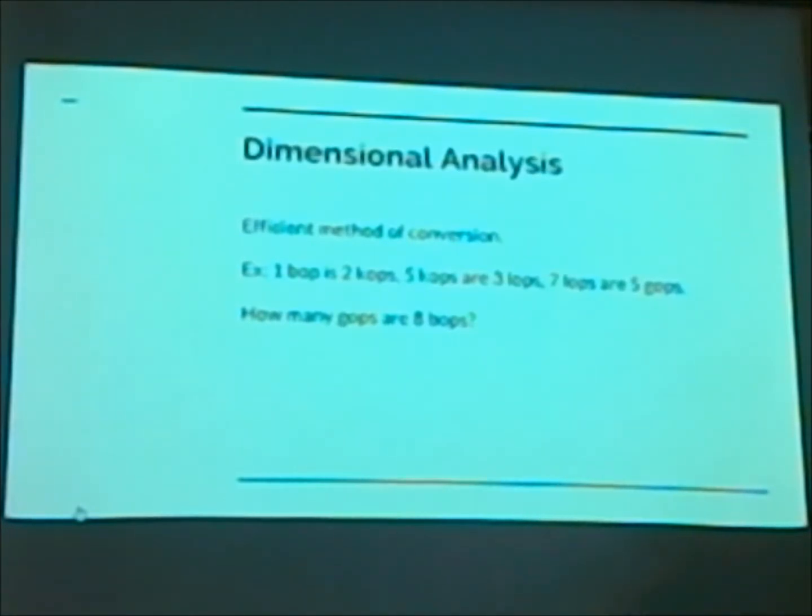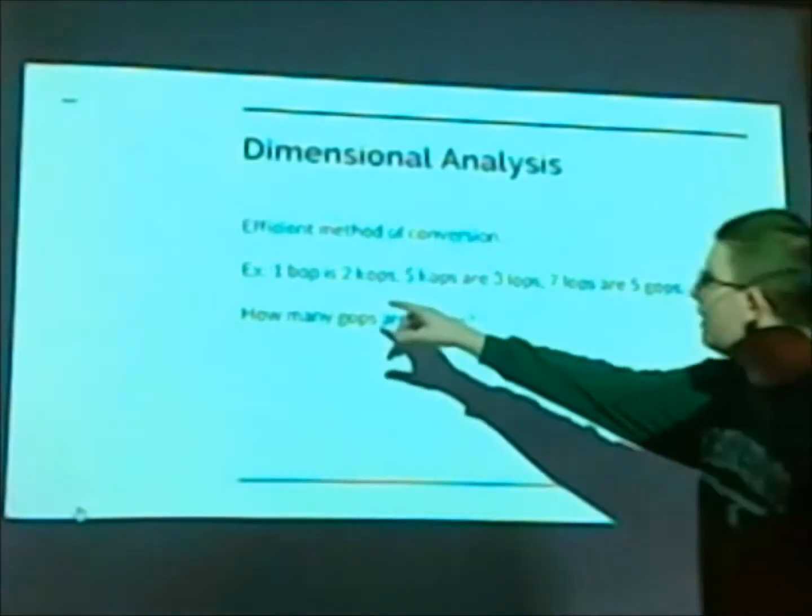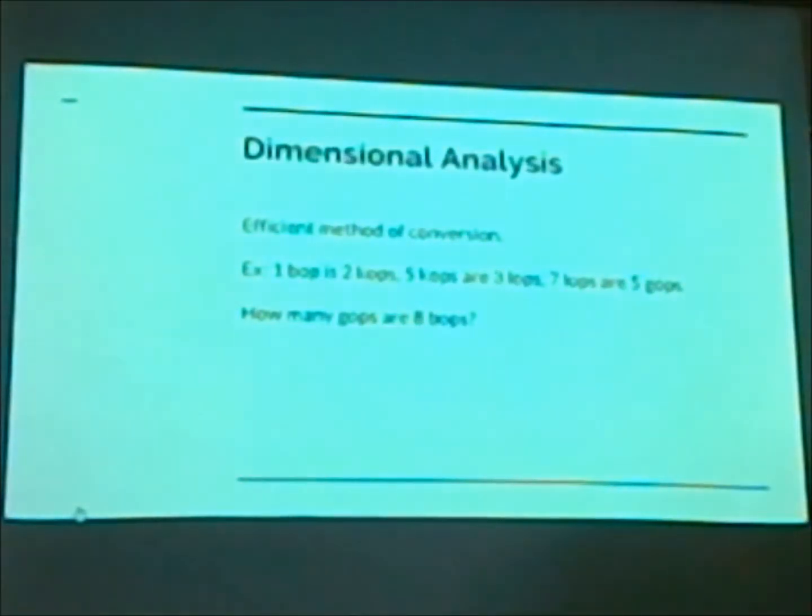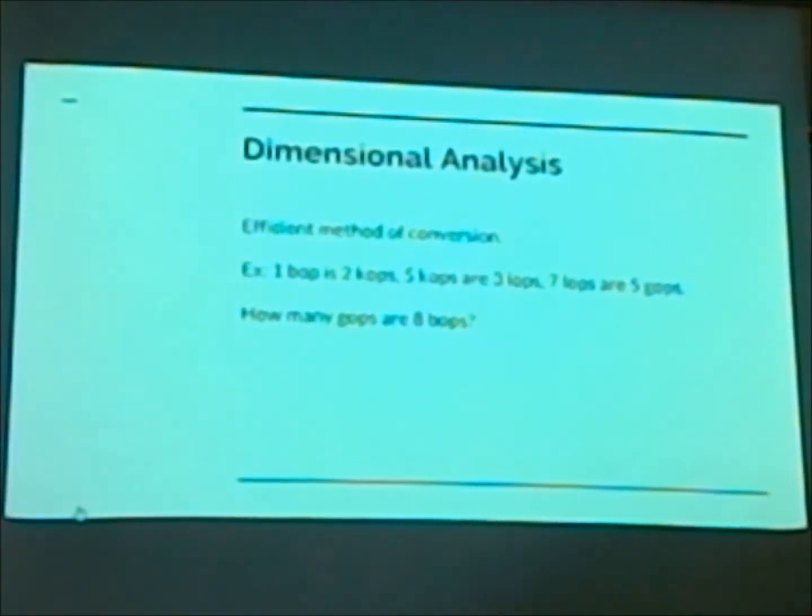So this is one of the problems that I just came up with. It says 1 bop is 2 cups, 5 cups are 3 lops, 7 lops are 5 gobs. How many gobs are 8 bops? Right? Those are Turkish currency, guys.